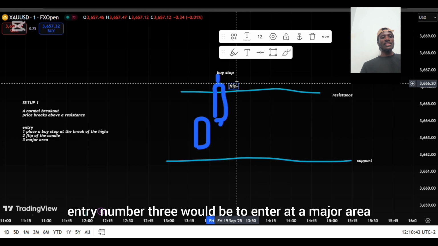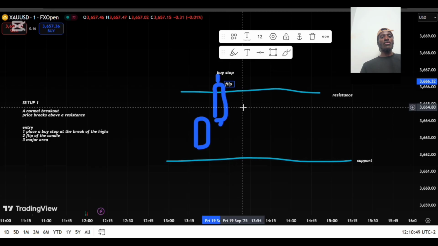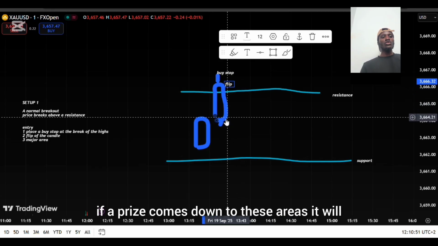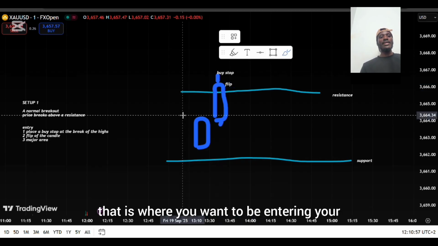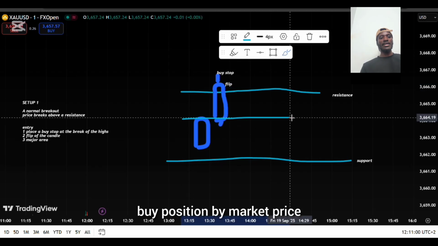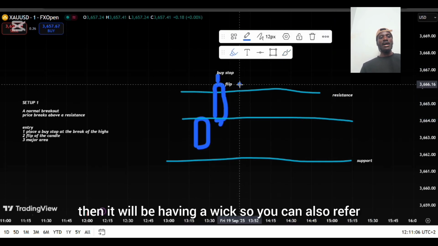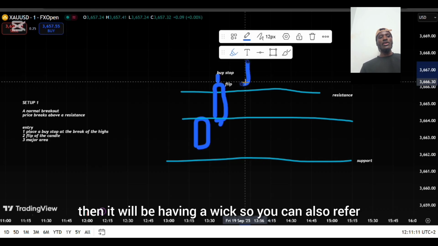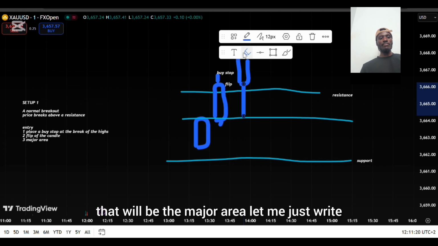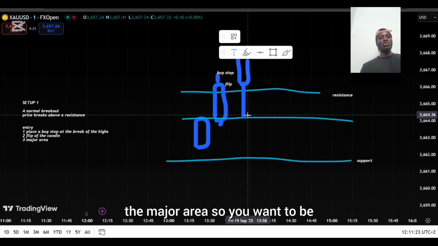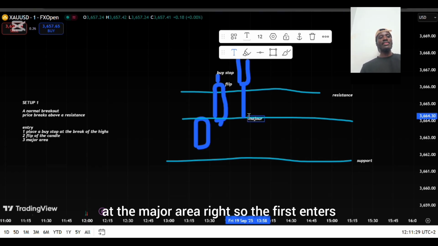Then the entry number 3 would be to enter at a major area. Take it for example, if our price comes down to these areas, it will be the areas of interest. That is where you want to be entering your buy position by market price, because the candle will be something like this, right? Then it will be having a wick. So you can also refer to that as the wick entry. So that will be the major area. Let me just write the major area. So you want to be opening your position or entering your buy position right there at the major area, right?